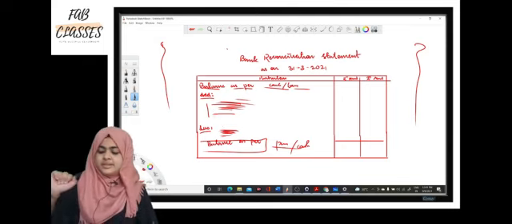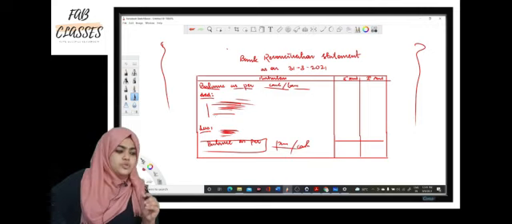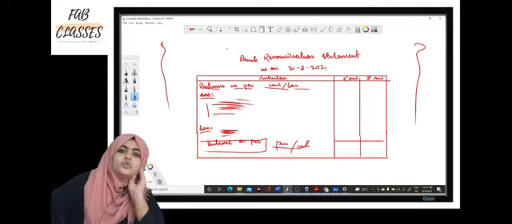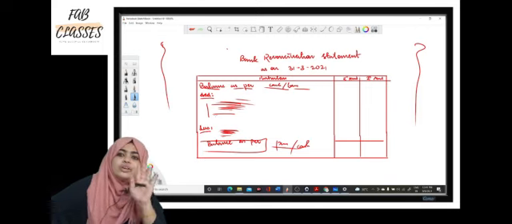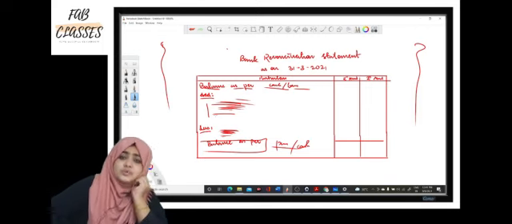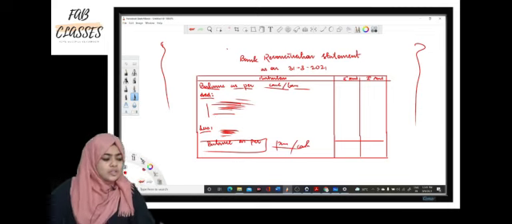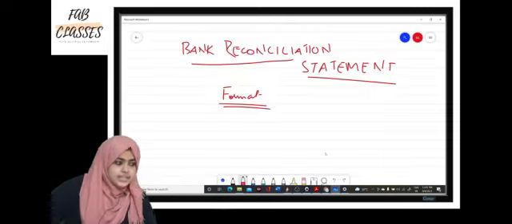Okay. Now I'll be giving you a trick to solve the problems. Whenever a question comes from BRS, how to solve it? You have to follow only 5 steps. Through these 5 steps, you will be able to solve whatever questions come from the BRS. So now let us discuss those 5 steps. Okay?